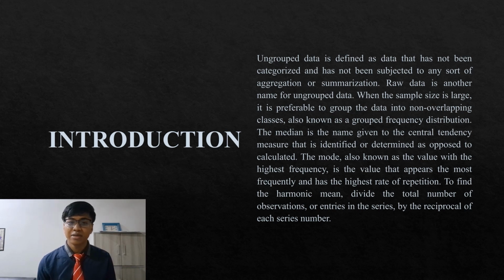There are three more things in this chapter, which are median, mode and harmonic mean. The median is a name given to the central tendency measure. Then the mode, also known as the value with the highest frequency, is the value that appears most frequently and has the highest rate of repetition. And lastly, the harmonic mean: divide the total number of observations or entries in the series by the sum of the reciprocal of each number.